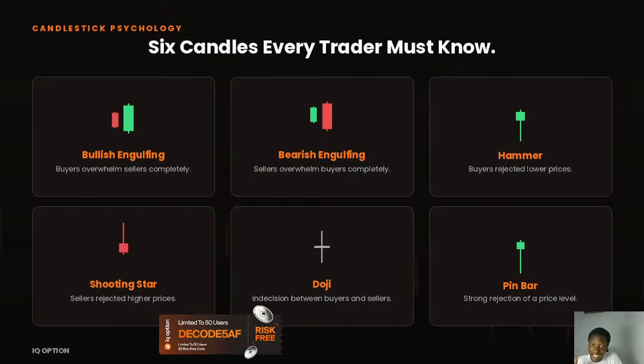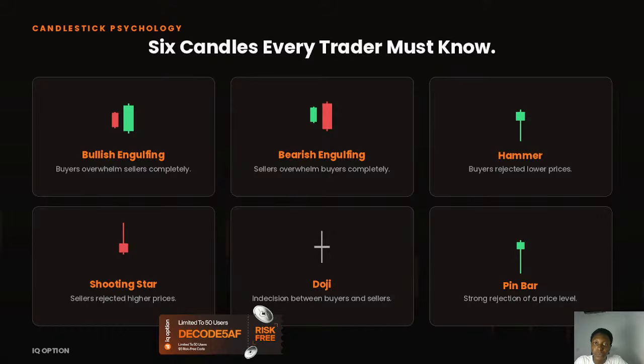And at the end of the next fight, if the buyers prevail, it means the buyers have now taken over. And if the sellers prevail, it means the sellers have taken over. So when you see a doji, just be patient and wait for the next candle. The next candle will tell you the clear winner. So that is how it works here.